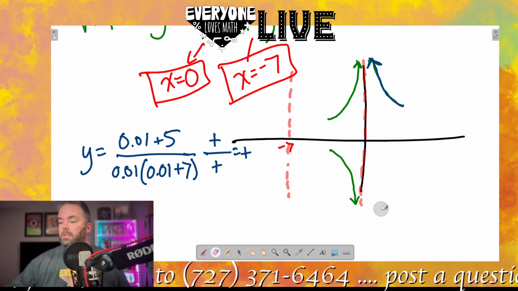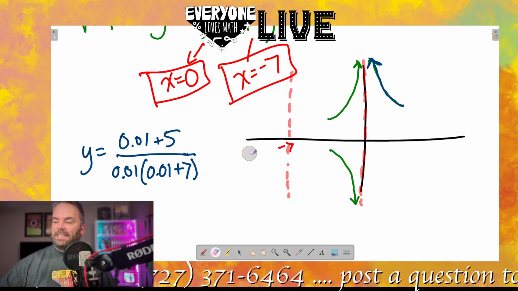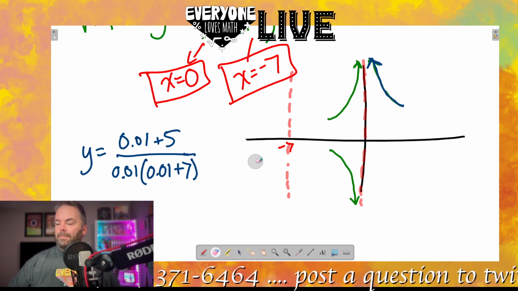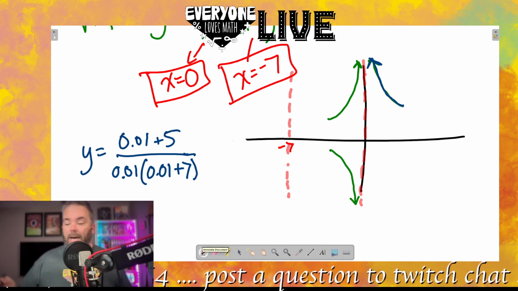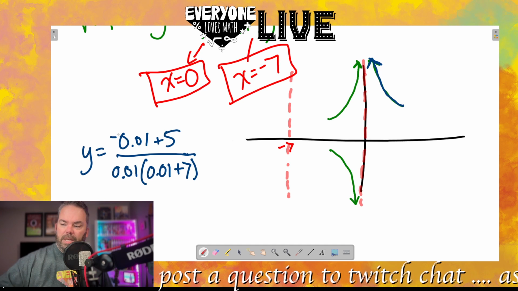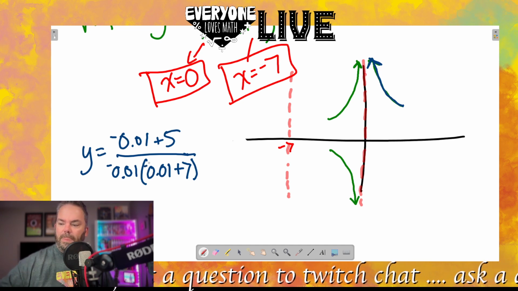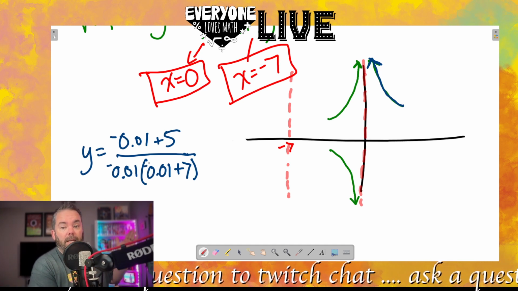All right, so now I'm going to save myself some space. And next up, we got to pick a number just to the left of 0. So I kind of smiled when I saw this. I'm just going to make these 0.01s negative. And now we're talking about a number just a little bit to the left of 0.